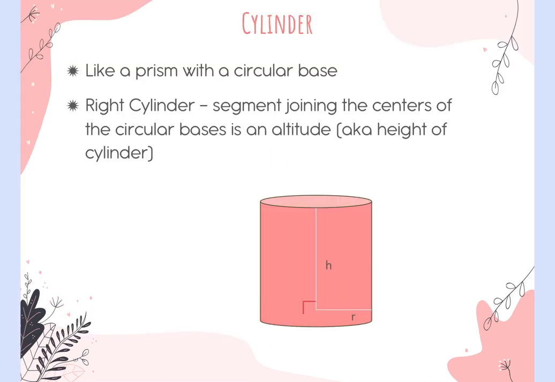All right, the second solid we're going to find the volume of is a cylinder. A cylinder is like a soup can, okay? It is like a prism, except the base is circular. A right cylinder has a segment that's joining the centers of the circular bases. That's an altitude, which means it is perpendicular. So this is a right cylinder because this is perpendicular to its base. If it was slanted, it would look a little bit like this. This would be a non-right cylinder.